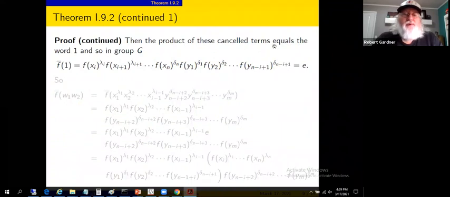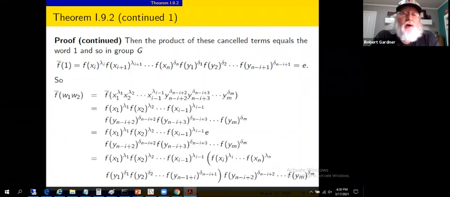Then the product of the canceled terms equals the word 1, the empty word. And so in group G, by taking F bar of 1, we're taking F bar of that product. F bar of that product was defined as this, exactly as we had before, except now there's Y's involved, and same definition. So we simply take F of each of the letters and put the appropriate exponents on them. And you know, F bar of 1 is the identity. That was the first thing we defined. So what we get here is a product of elements of group G that produces the identity. And this involves the terms that were canceled.